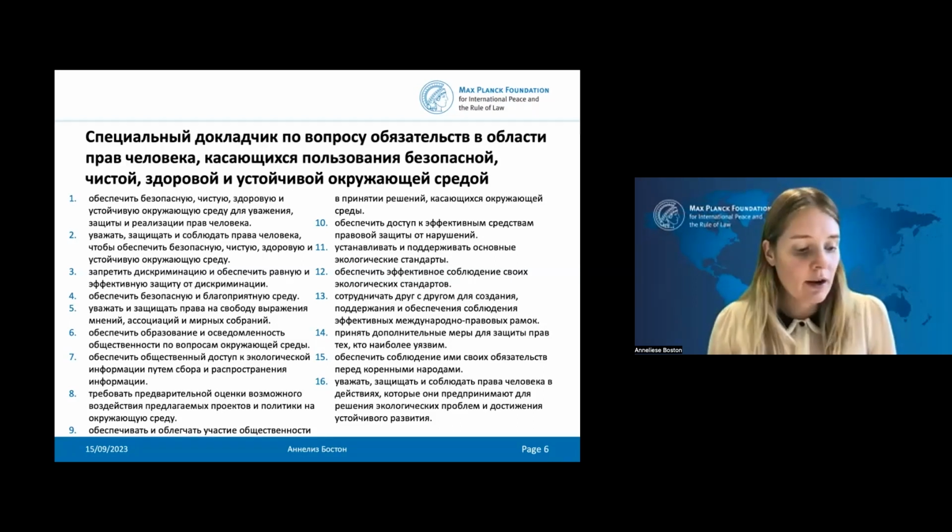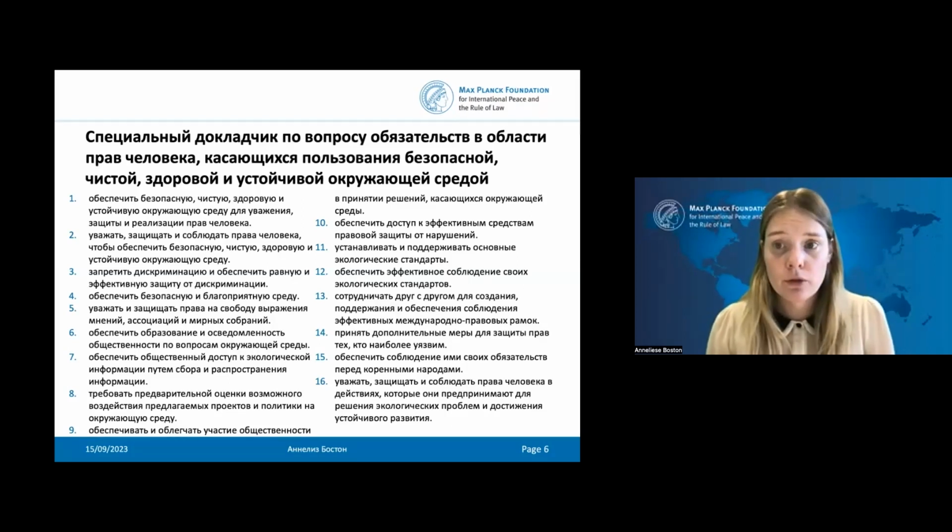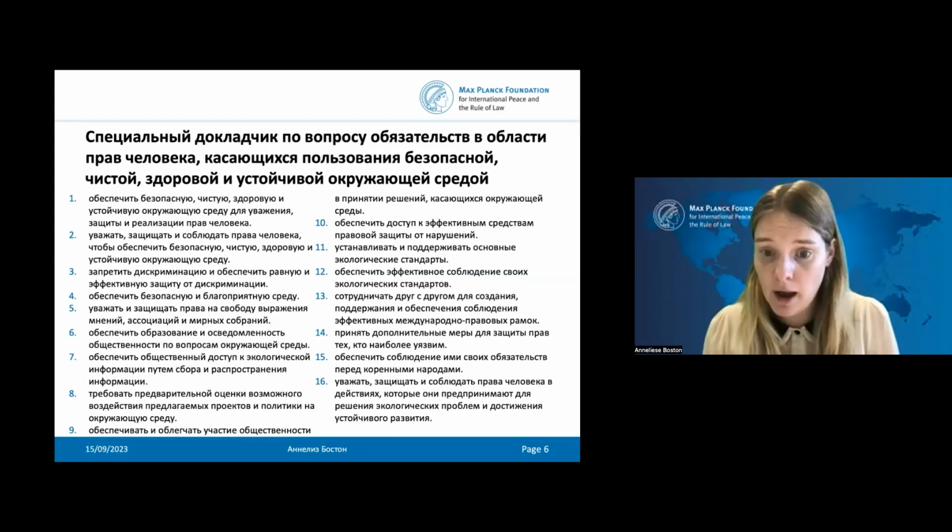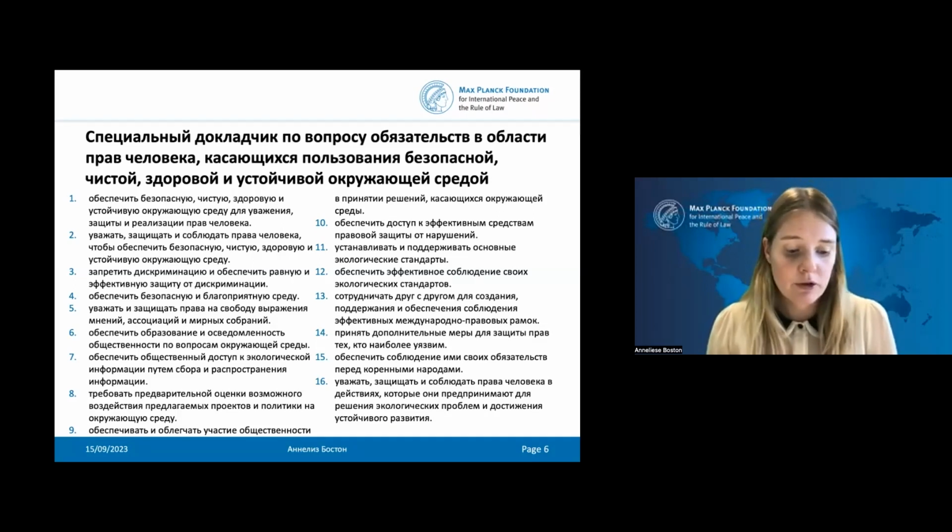Number 14 notes that states should take additional measures to protect the rights of those who are most vulnerable to environmental harm. So, for example, this might be Indigenous people and their way of life are incredibly vulnerable to climate change. So these 16 points from the former Special Rapporteur provide a good summary of how states can uphold the right to a healthy environment.